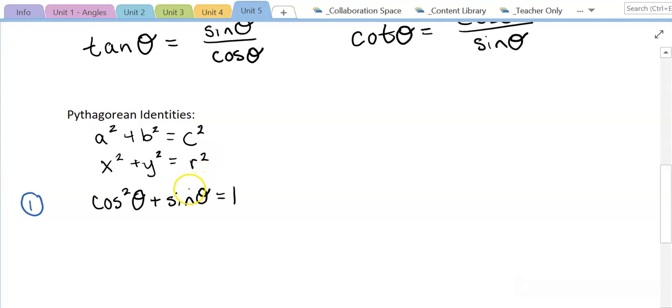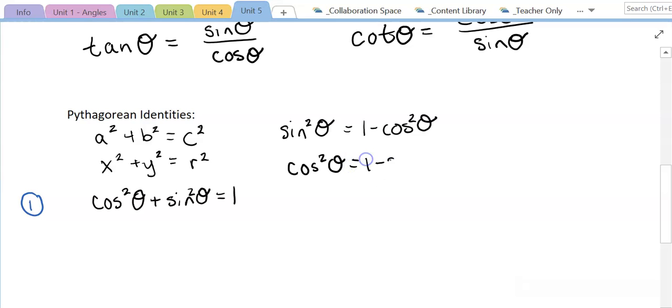Oh, I forgot my squared, I'm sorry. You'll see this written in a lot of different formats. Sometimes you'll see it written with sine squared first and then cosine. You can also see this written as solved for sine squared. So if you wanted to subtract cosine squared from each side and just get sine squared completely by itself. And sometimes you'll see it solved for cosine squared. So 1 minus sine squared. And then again, sometimes you see it written as sine squared first plus cosine squared second equals 1. So those are all different variations of the same Pythagorean identity.